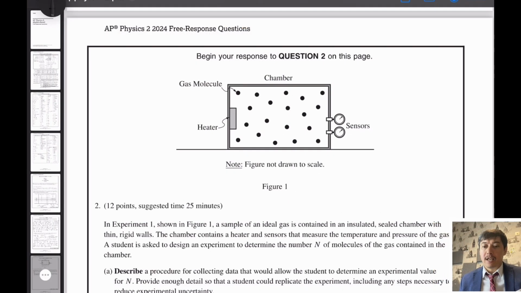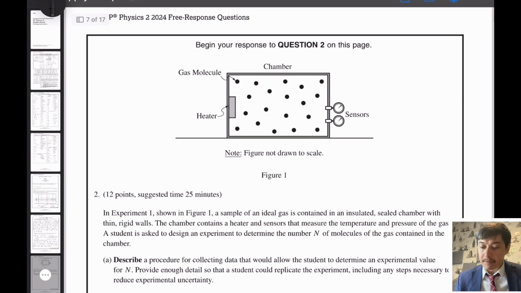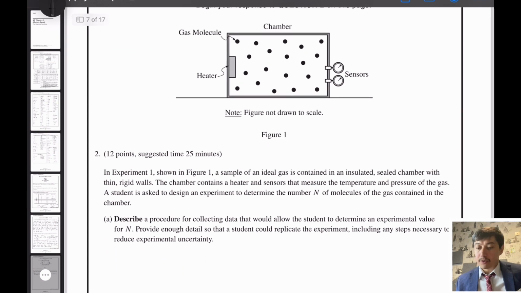All right, AP Physics 2 2024 free response question, second problem. We can see this is a thermodynamics problem. So let's read the problem statement. In experiment 1 shown in figure 1, a sample of an ideal gas is contained in an insulated sealed chamber with thin rigid walls. The chamber contains a heater and sensors that measure the temperature and pressure of the gas.